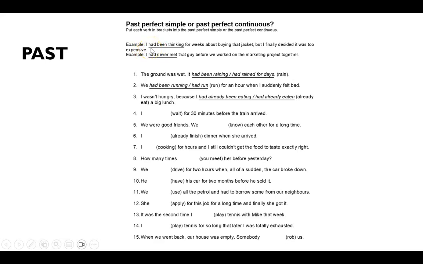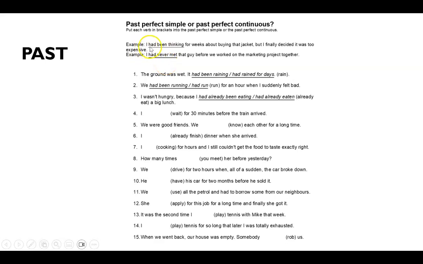Okay. What is the difference? Well, how do we know this is past perfect continuous? Well, it's continuous because of the ing. This is past perfect simple. How do we know that? Or just past perfect? Because here we don't have an ing. All right, it's all in the past.